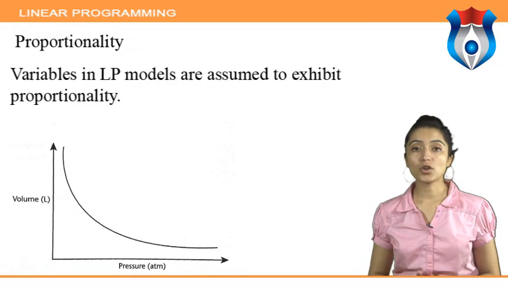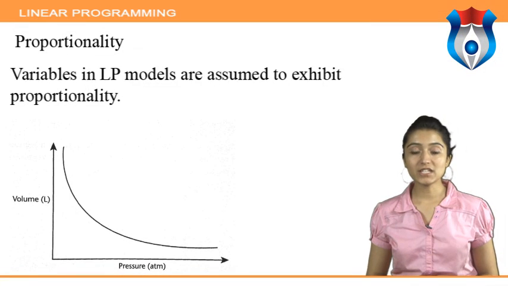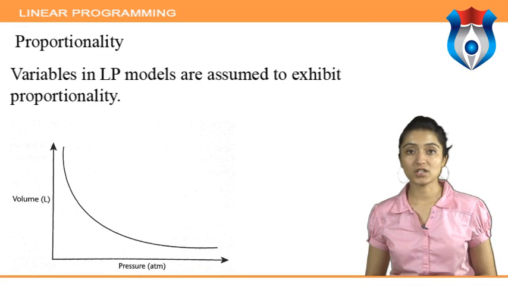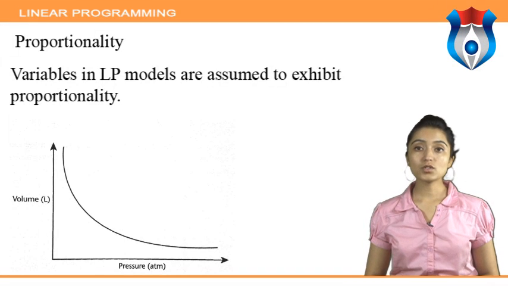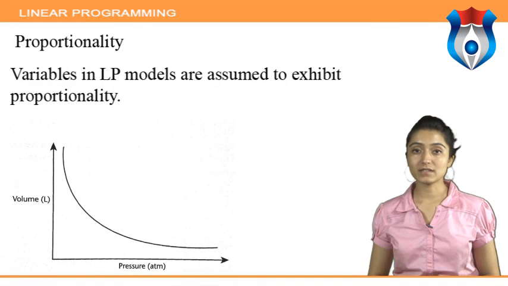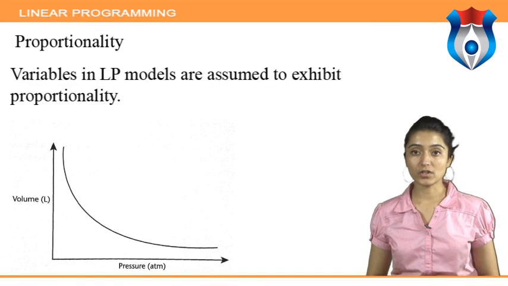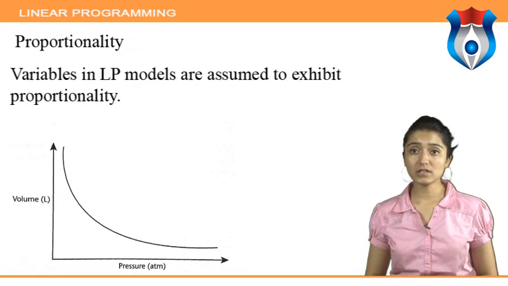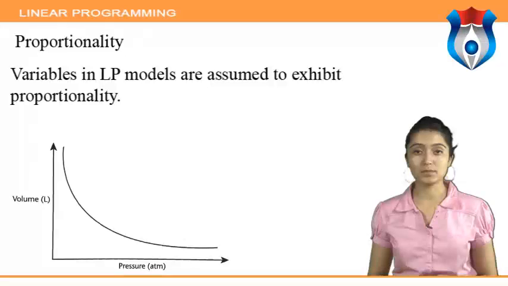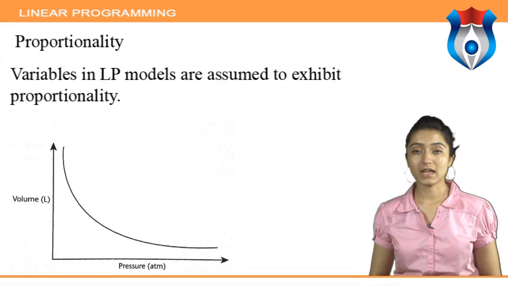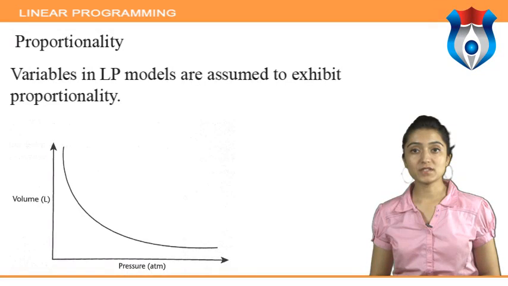Proportionality deals with the contribution per unit of each decision variable to the objective function. This contribution is assumed constant and independent of the variable level. Similarly, the use of each resource per unit of each decision variable is assumed constant and independent of variable level. There are no economies of scale.